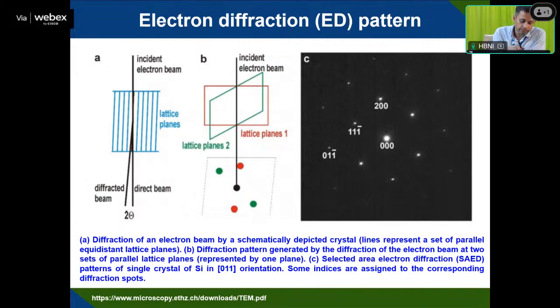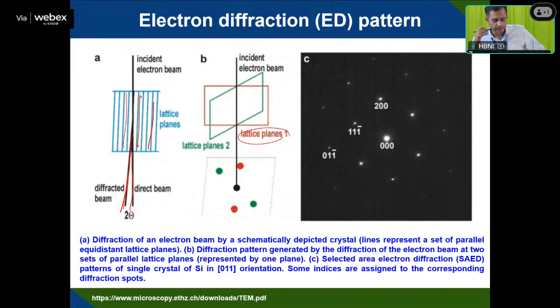You can see here that the electron beam is coming in, and you have a lattice plane like this, and after it is transmitted, it is slightly diffracted here. Depending upon the plane, you have lattice plane 1, the red one, and the green one, lattice plane 2, so you get different spots on this film. If it is a single crystal, you will see this type of dotted pattern.